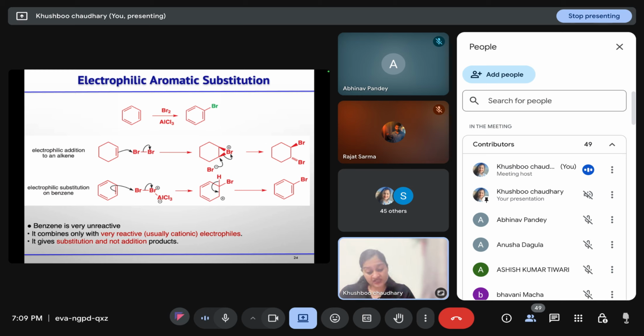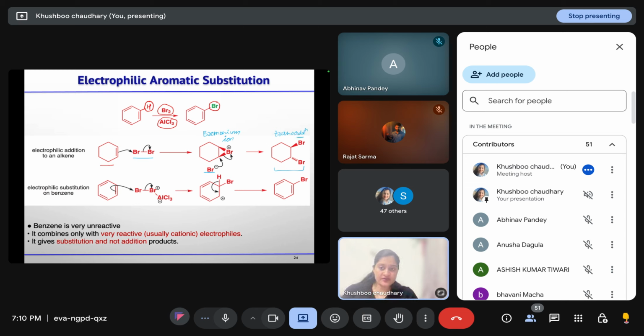Now, what reaction will we observe when we treat benzene with bromine and AlCl3? We observe that hydrogen is substituted by bromine. If we want to see the mechanistic view, in the case of cyclohexene treated with bromine, first a bromonium ion will form, and the Br negative will attack from the opposite face and open up the bromonium ion to give the trans addition product.